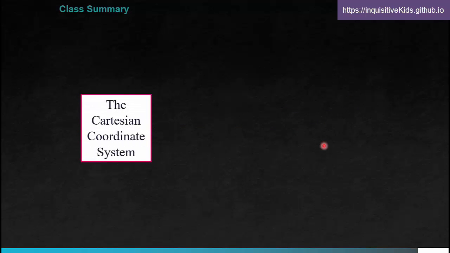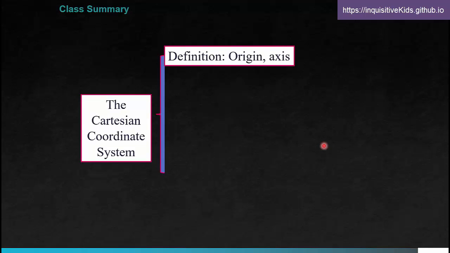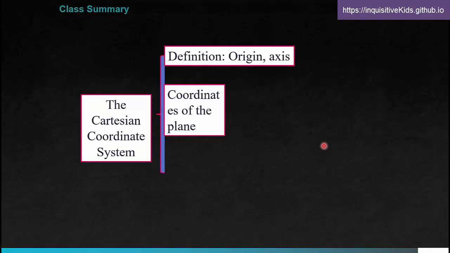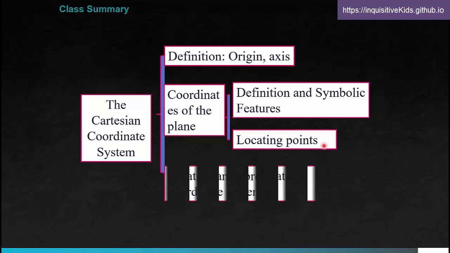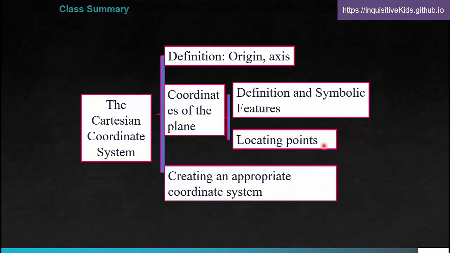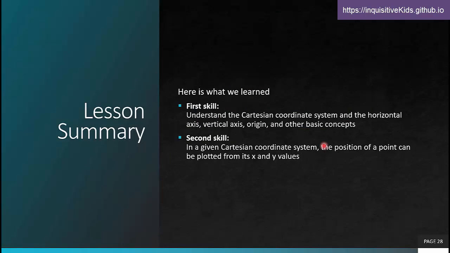Class summary. Today we learned all about the Cartesian coordinate system. We learned about the different vocabulary in it, the origin and the axes, the coordinates of the plane, which was split into definition and symbolic features as well as locating points. We also learned how to create an appropriate coordinate system, what makes it valid. Again, the two things from this lesson that I want you to take away are to understand the Cartesian coordinate system's horizontal axis, vertical axis, origin, and other basic concepts, as well as being able to plot a point from its x and y values on the Cartesian coordinate system.